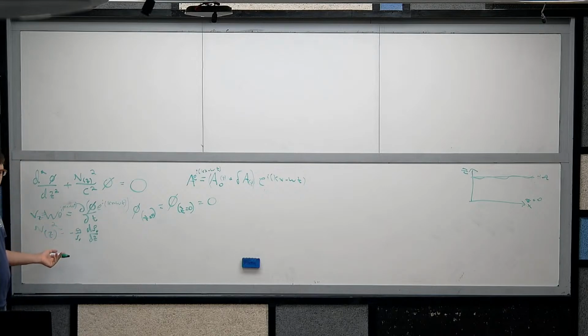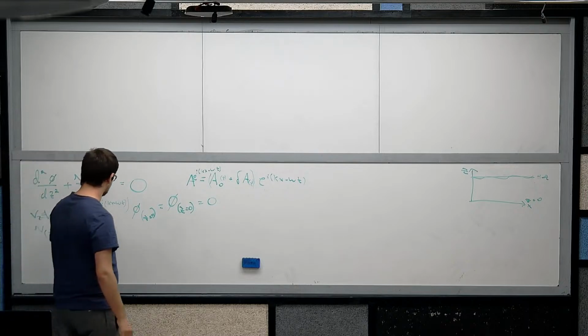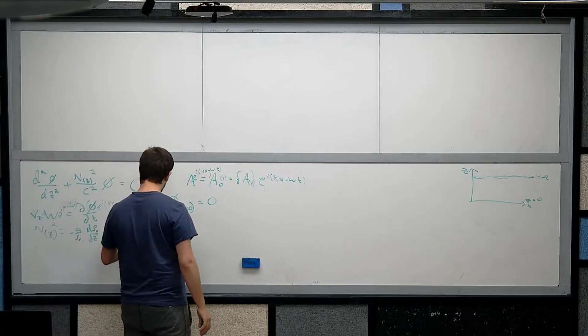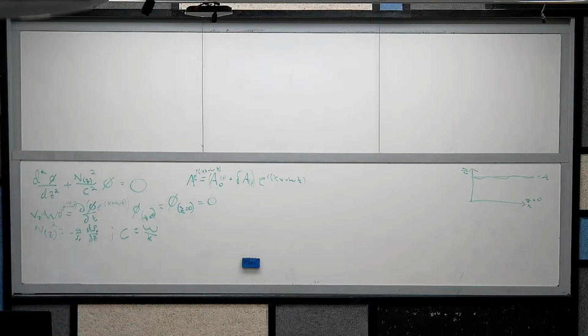G is the constant from gravity, and I should also say what C is. C is just omega over K, so this is the speed of light. Where is the perturbation?